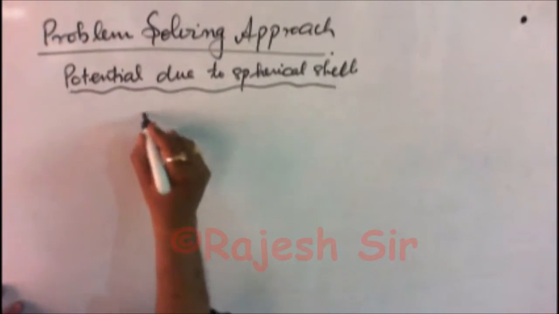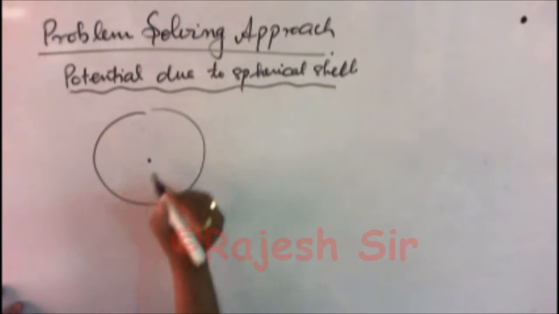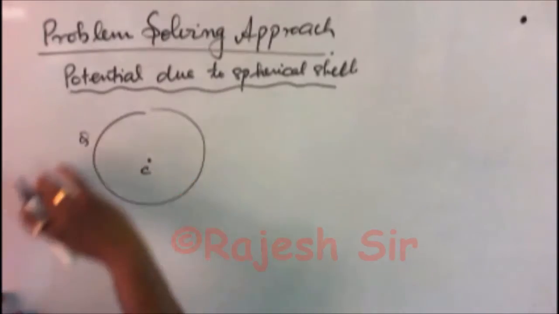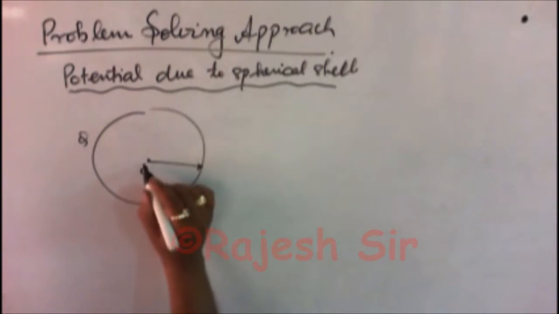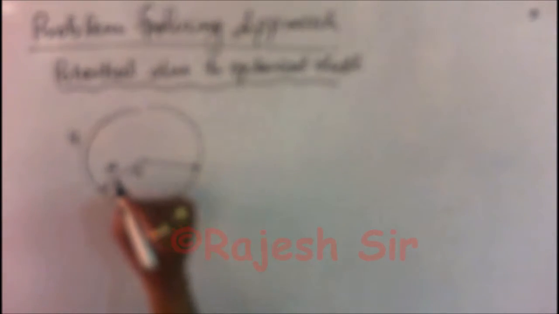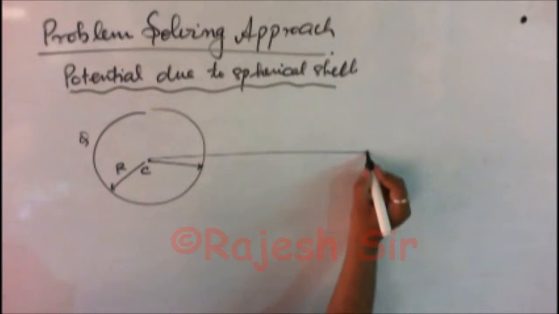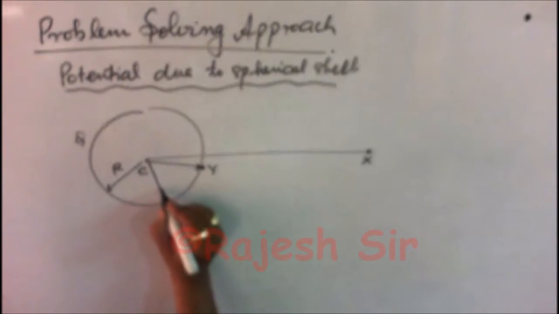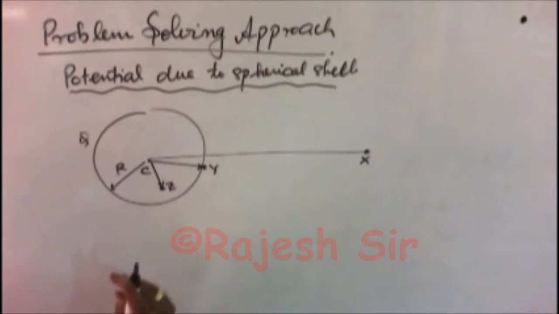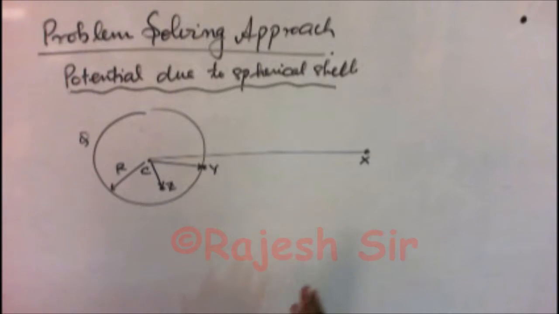So if I've got a spherical shell having some charge Q distributed uniformly throughout the shell, and the radius of the shell happens to be R, and I'm interested in finding out the potential at three different points. One point is, let me say, X, which happens to be situated outside the shell, another point Y, which happens to be situated on the shell, and then another point Z, which happens to be situated inside the shell. So what will be the potential outside the shell, on the shell, and inside this shell?